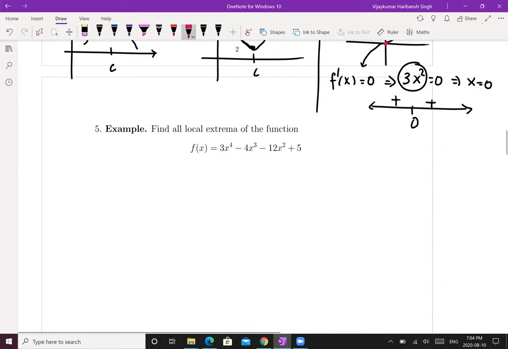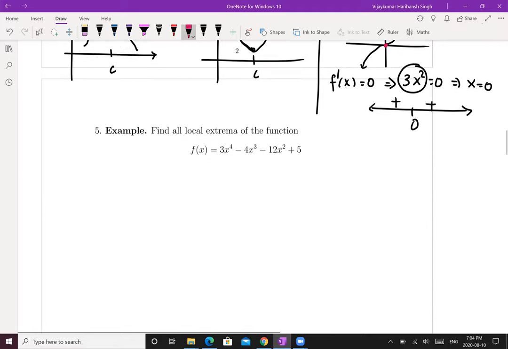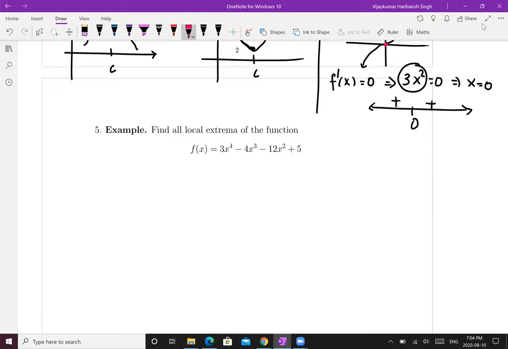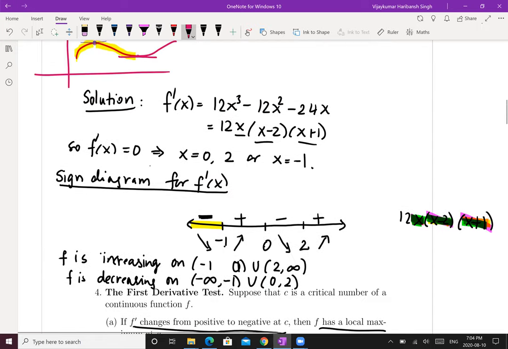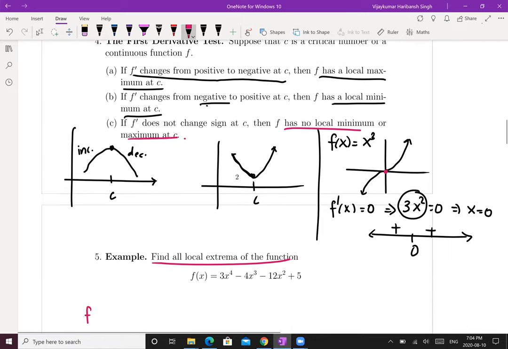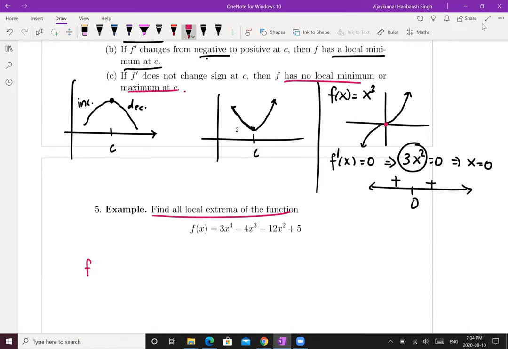So that helps us now to solve the following problem. Find all the local extrema of this function, f of x equals this. We have already done the computation, so I'm going to recycle that computation from example 3. So f prime x equals 12x times (x minus 1)(2 times x plus 1).